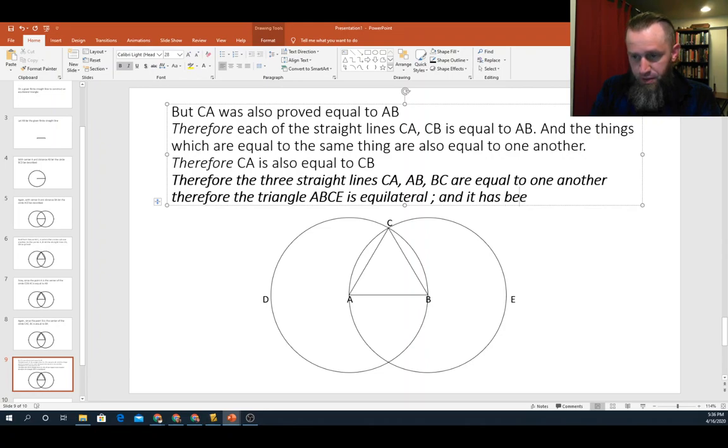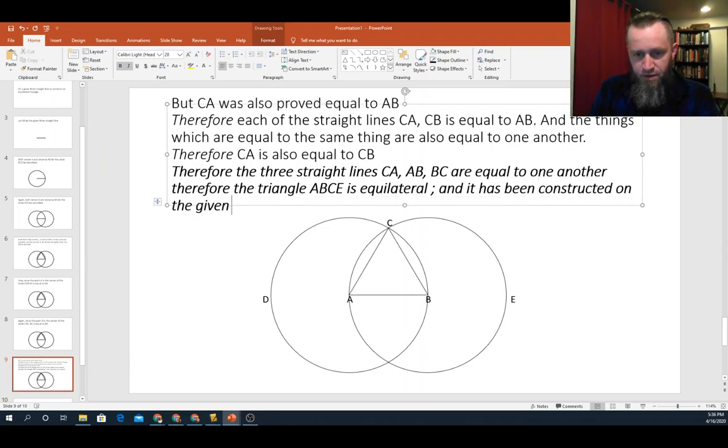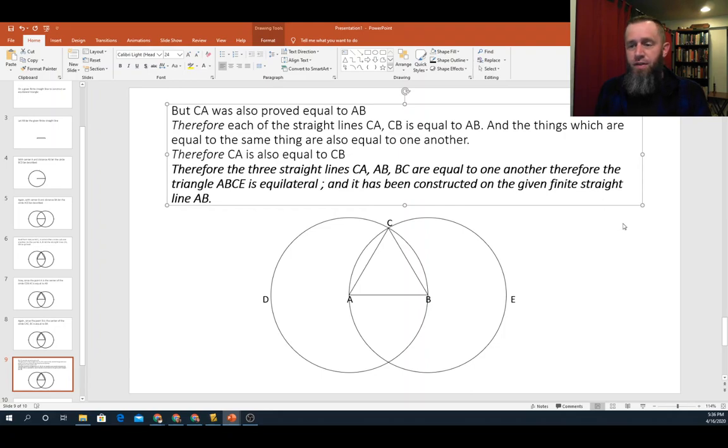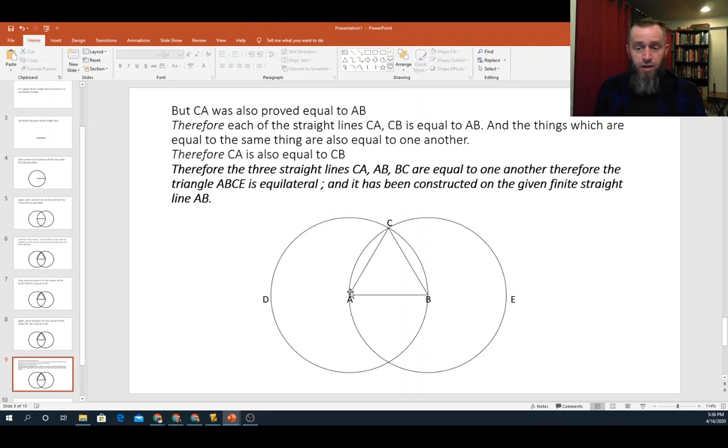and it has been constructed on the given finite straight line AB, which is what we were asked to do. So he did it, and he proved that he had done it, and he proved that the thing he had done was making an equilateral triangle. We've done it. That is the first proof.